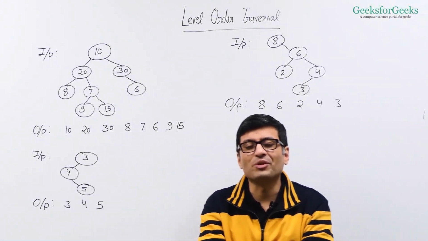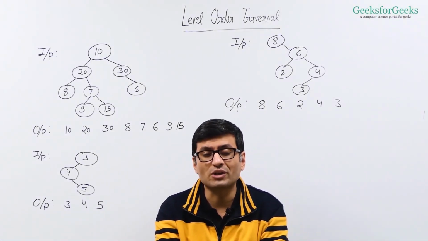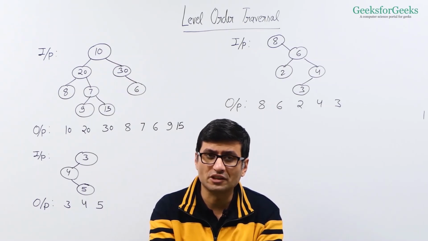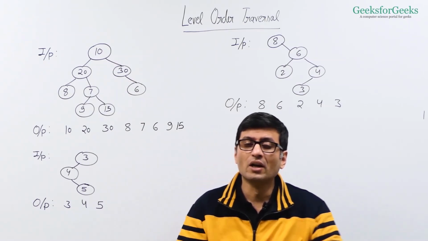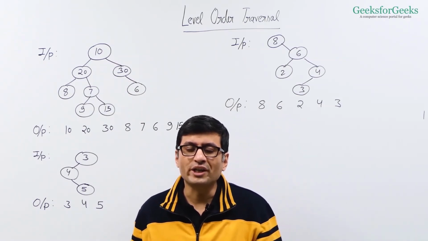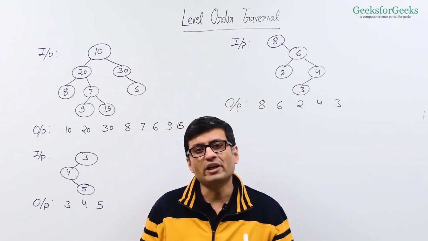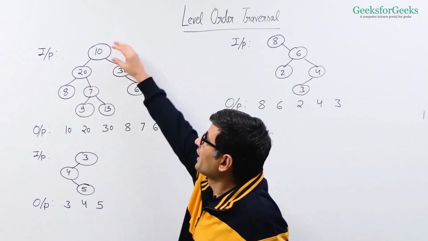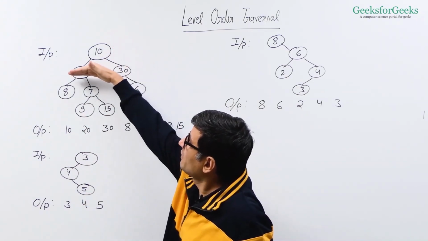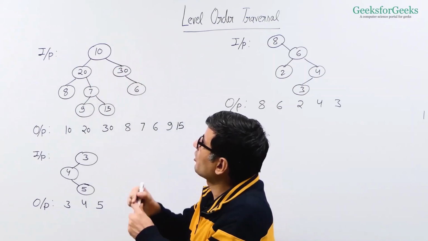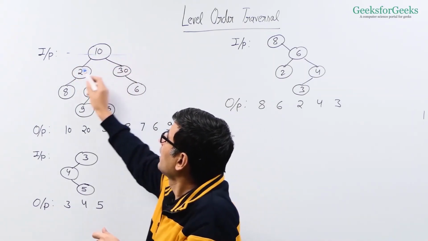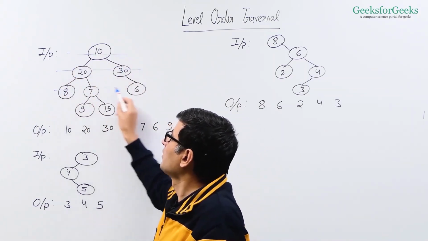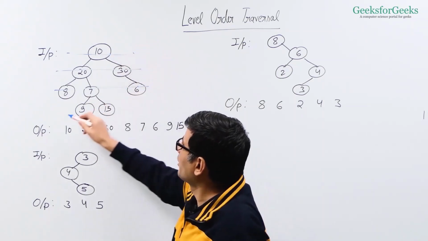Hi, in this video we are going to talk about level order traversal or breadth first search of binary tree. We are given a binary tree, we need to print all nodes of it in level order fashion. We begin with the root, we print it, then we print the nodes at next level. You can draw the lines like this and you can simply print nodes from top line to bottom line.